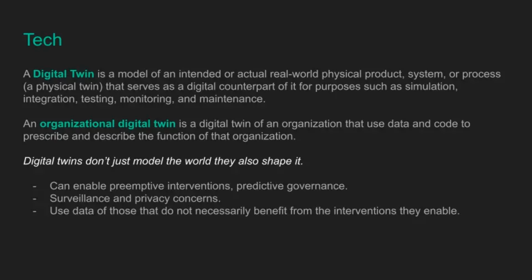So you might be more familiar with the term digital twin, which is a model of an intended or actual real world. It could be a physical object. It could be something like a city, right? So you have a smart city, which is almost like a digital twin of the physical city, and that serves as this digital counterpart.